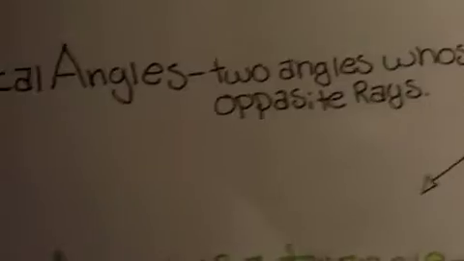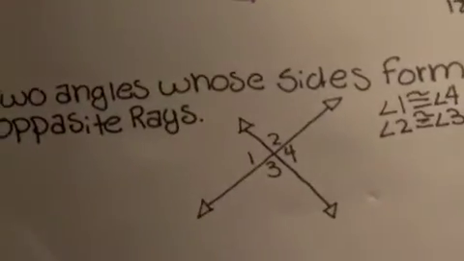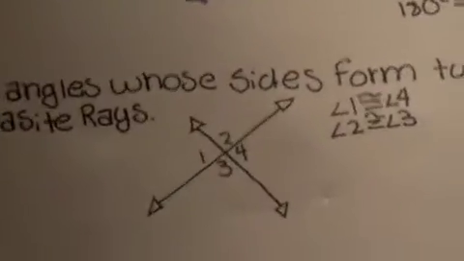Next is vertical angles, which is two angles whose sides form two pairs of opposite rays. The example in black shows that angle 1 is congruent to angle 4, and angle 2 is equal to angle 3 because they are vertical to each other.